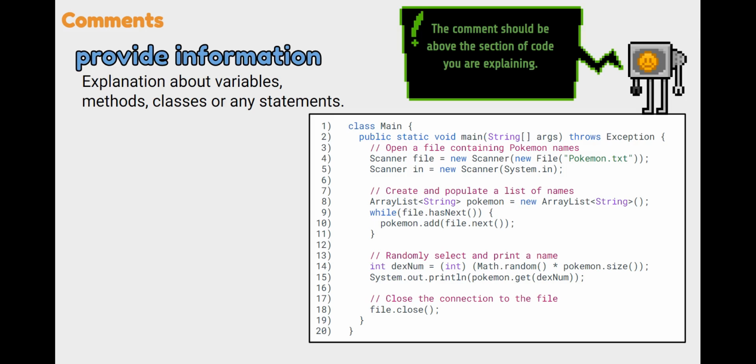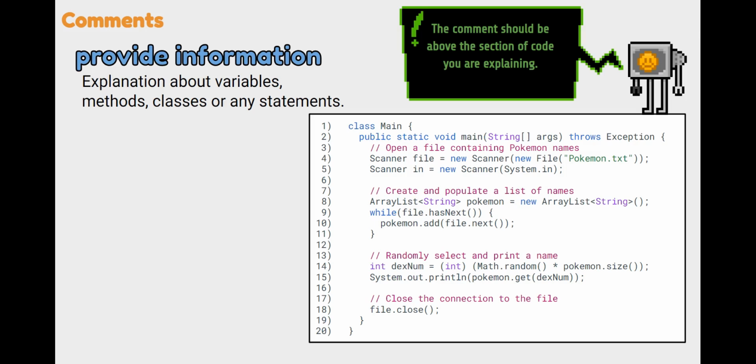On line 7, we see a comment: create and populate a list of names. Okay, I would trust that lines 8 through 11 are creating and populating a list of names. On line 13, the comment says randomly select and print a name. And on line 17, we have the comment that says close the connection to the file.